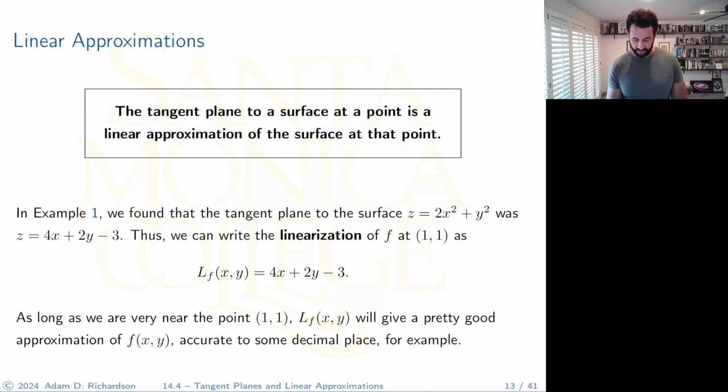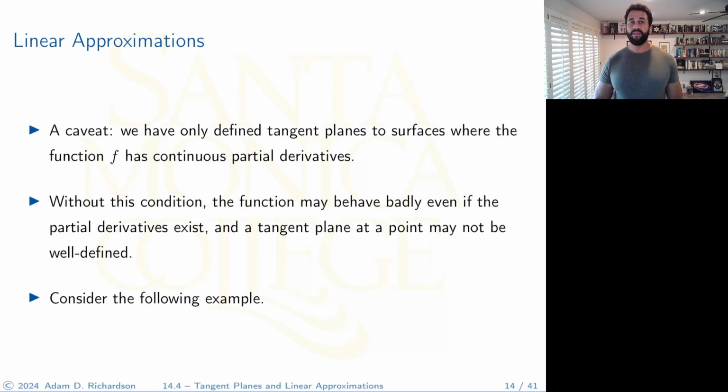So in example one, we actually found the tangent plane to this surface right here. That means we can write the linearization of that surface at that point like so. As long as we are very near the point 1 comma 1, this function will give a pretty good approximation of f of x comma y. It'll be accurate to some decimal place, for example. So you might ask yourself, if I need it to be accurate to 3 decimal places, what's the farthest away I could go from the point? Those are relevant questions.